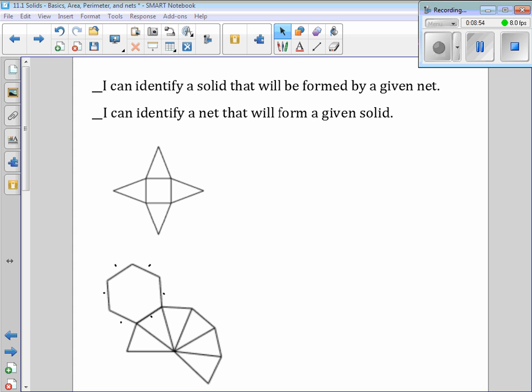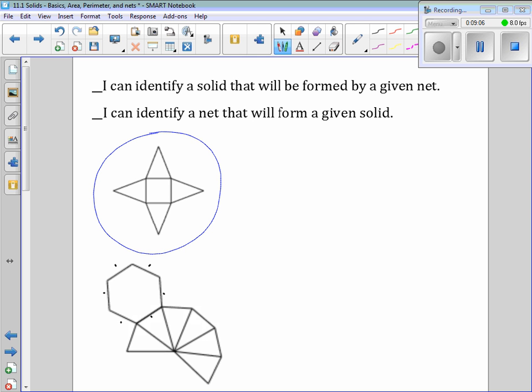Okay, and this next kind of thing that we're going to need to check off, you need to be able to look at a solid, identify a solid that would be formed by a given net. And these are called nets, where you have the shape basically cut open and laid out flat. So we have to identify what kind of three-dimensional shape that would eventually look like. So take a second, just imagine taking those triangle pieces and folding them up and see if you could draw the figure that it's going to look like.